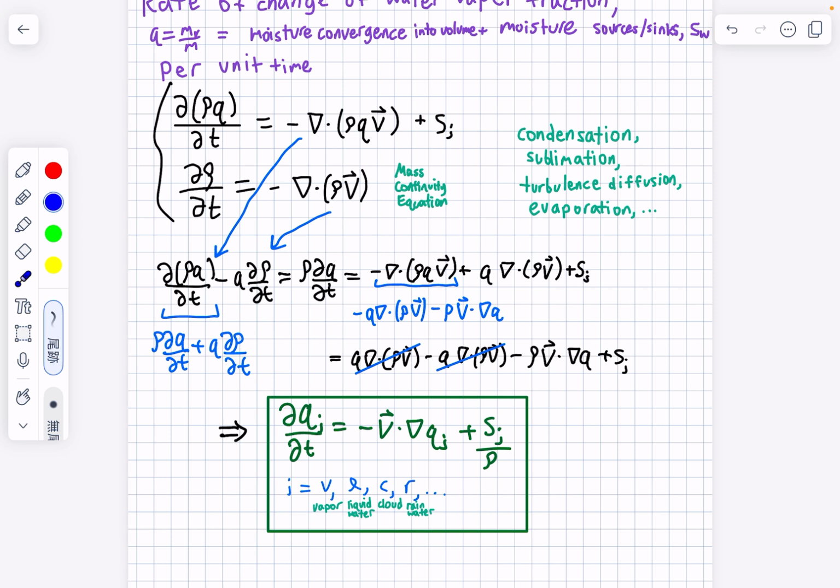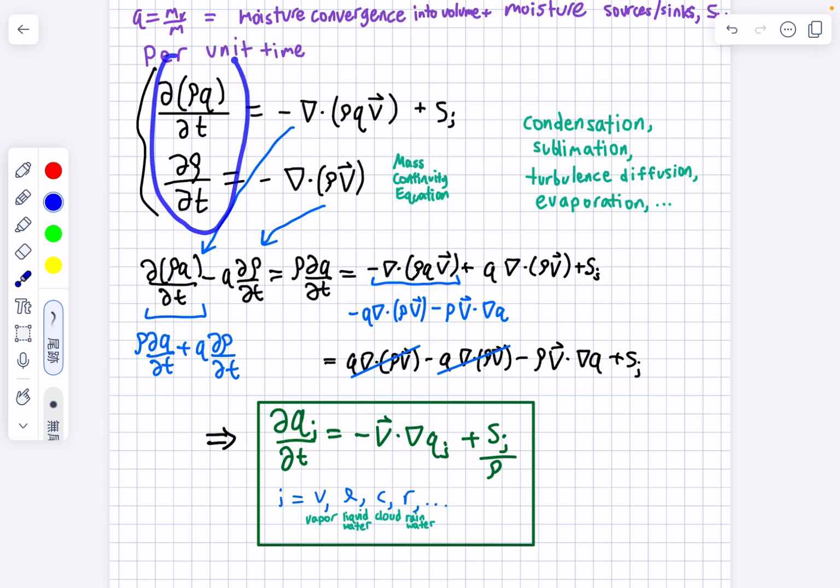So now we have a set of equations. We have the one we just discussed here, and we have the mass continuity equation. And what we can do is take this one, subtracting Q times this equation. So this entire equation minus Q times this entire equation. And first we start with the left-hand side. So we have partial rho Q partial t minus Q rho partial t.